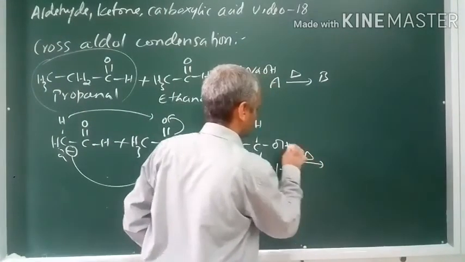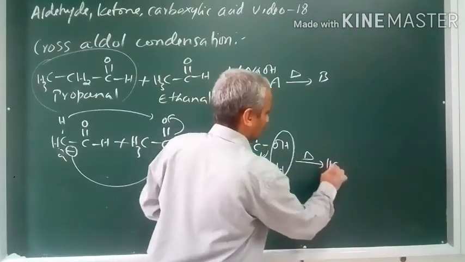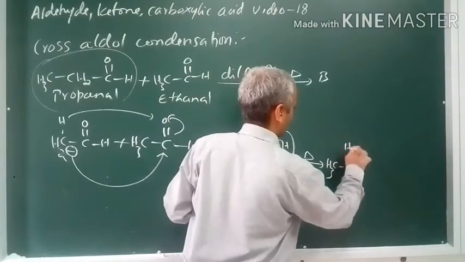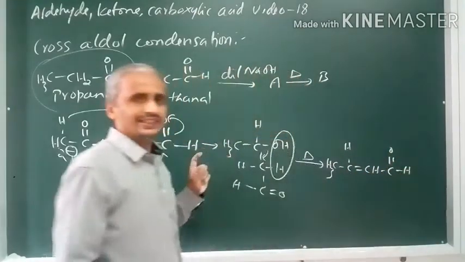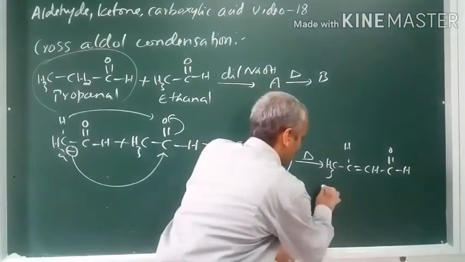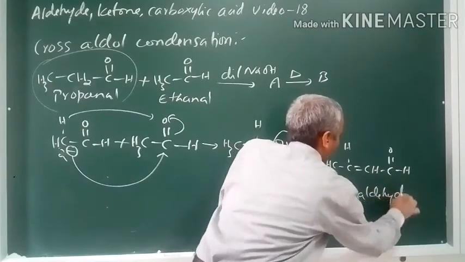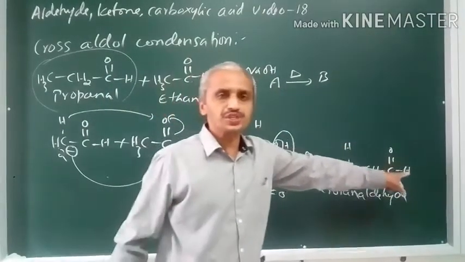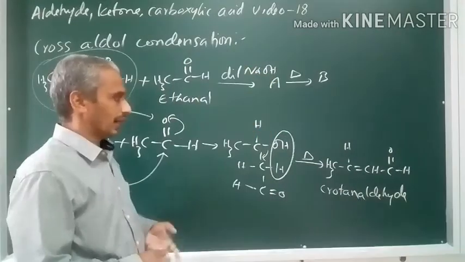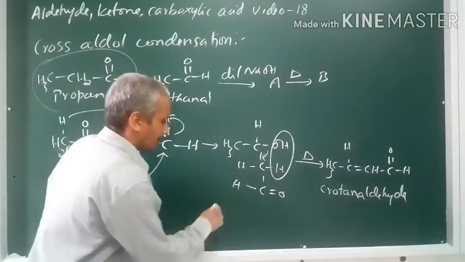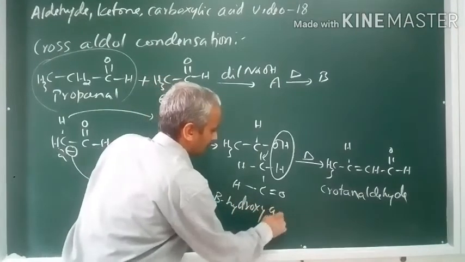Heat it. A water molecule will be removed, so what am I going to get? CH3 CH double bond CH CHO. Unsaturated aldehyde. We call it crotonaldehyde also. If COOH is there, then crotonic acid; here, crotonaldehyde. And this compound is also known as beta hydroxy aldehyde.